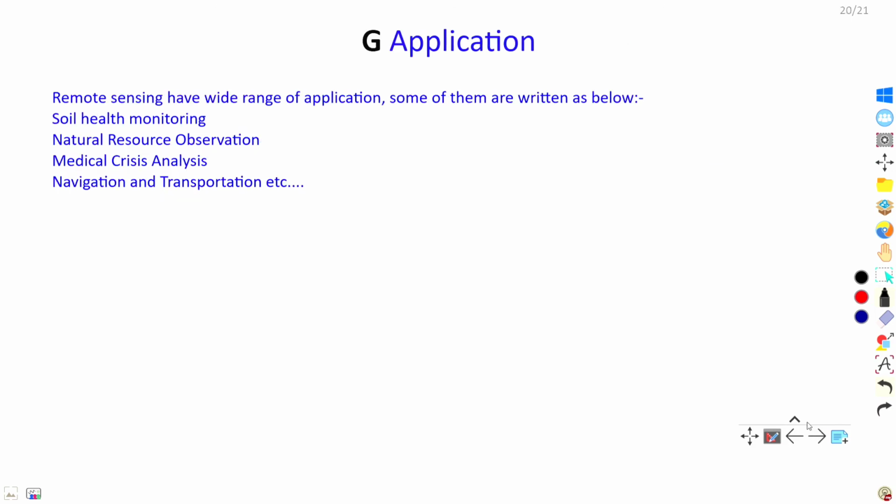At last, application. We have already seen that remote sensing has a wide range of applications, some of which are written here, like soil health monitoring, natural resource observation, medical crisis analysis, navigation and transportation. Various applications are there for remote sensing.